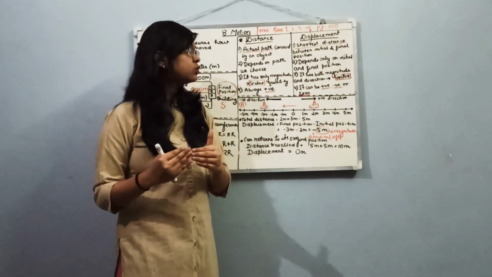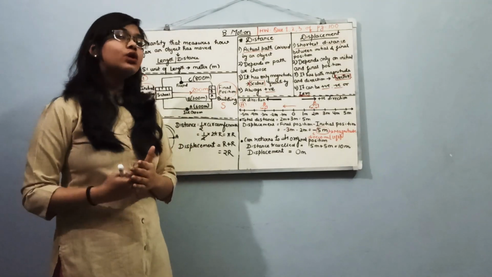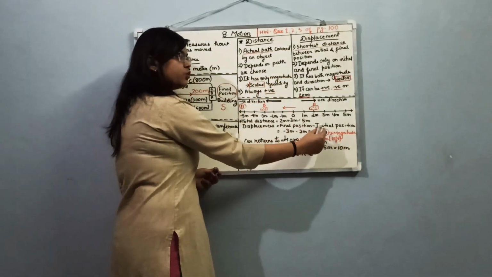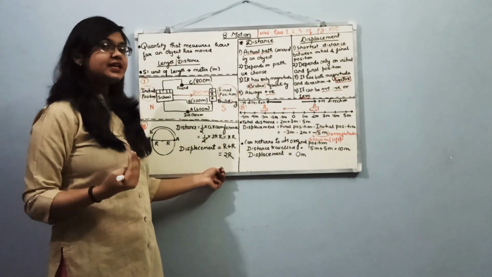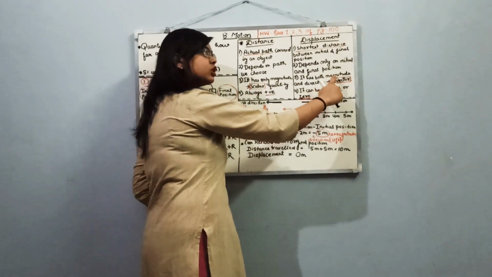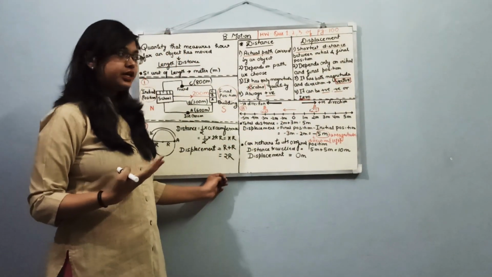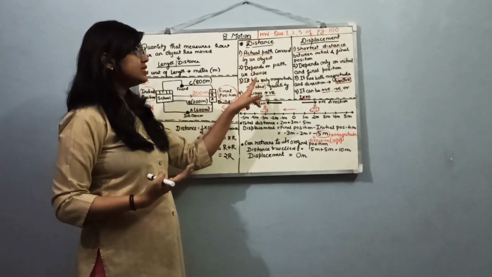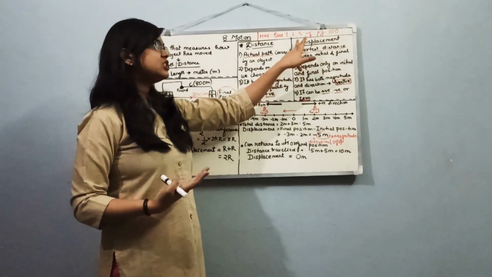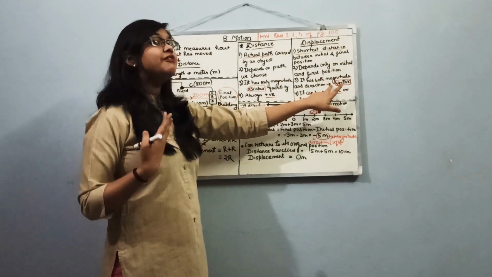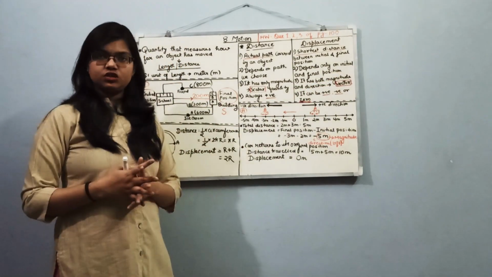One more thing to add here: the quantities which have only magnitude, only the numerical value, are known as scalars in physics, whereas the quantities which have both magnitude and direction are called vector quantities. So distance is a scalar quantity because it depends only on the magnitude, whereas displacement is called a vector quantity because it has magnitude and also direction.